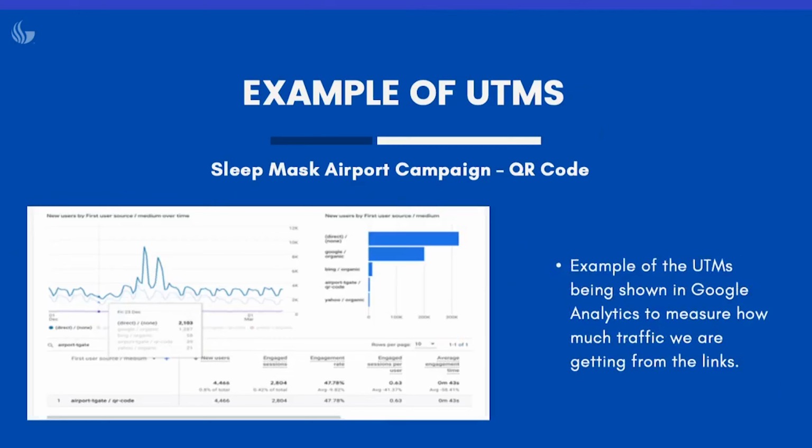And then this would just be a screenshot example of how many new users, for example, were able to scan that QR code, our engaged sessions, our engagement rate, engaged sessions per user, and the average engagement rate. So you're just able to see here how much traffic we're getting for the links as well.